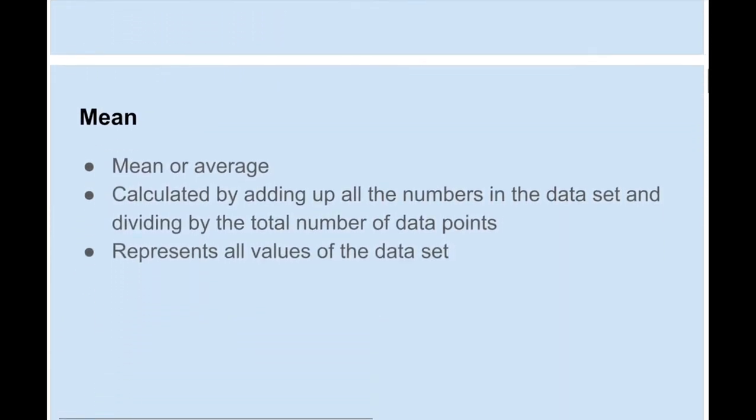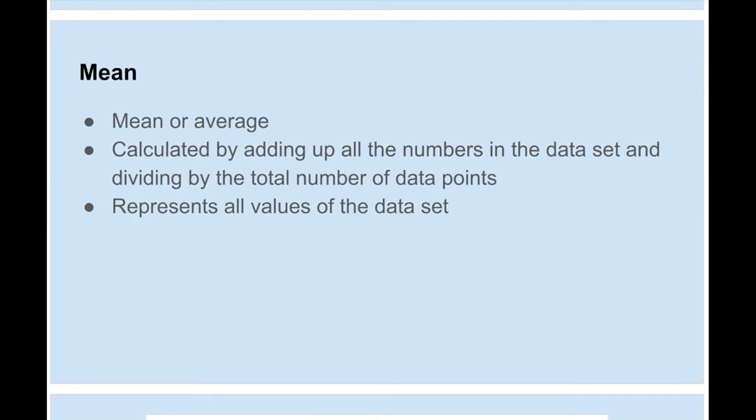So going back to those central tendencies, we have the mean. Mean is another word for the average, so the average of your numbers or of your data set. Basically it's calculated by adding up all of the numbers in the data set and then dividing by the total number of data points, so dividing by how many numbers you have. And the mean represents all values in the data set because you're including all of them. And again, we will go through some examples looking at this.